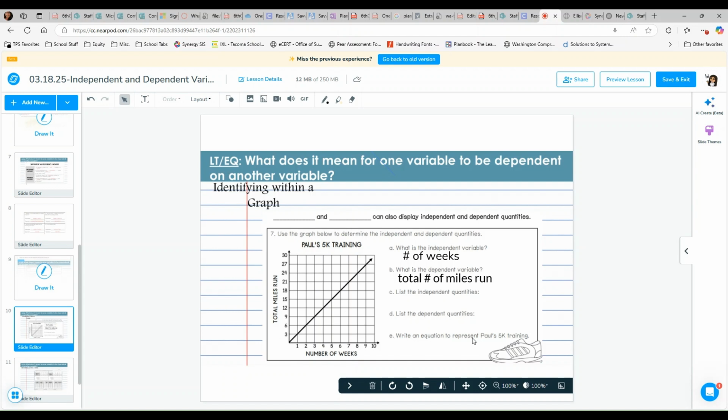If we're thinking about writing an equation to represent Paul's 5K training, it's important to look here at our x and y value and see what the increase is. We see a point here at 1, 3. We see that it's going up 3 units and to the right 1, up 3 to the right 1, up 3 to the right 1. So we can write it as y equals 3x. So our equation would be y equals 3x.